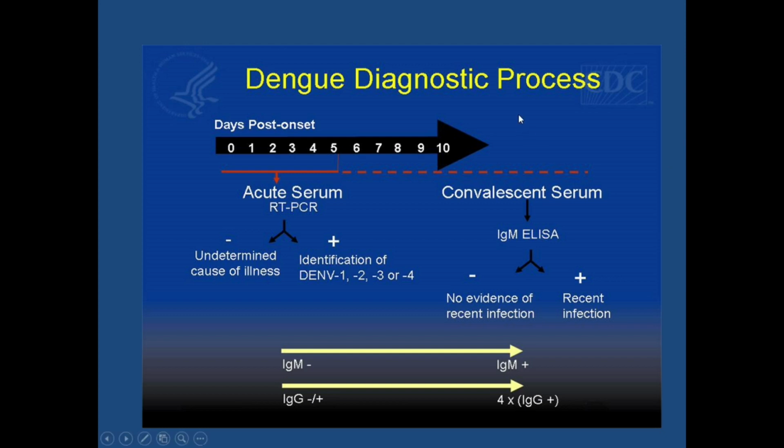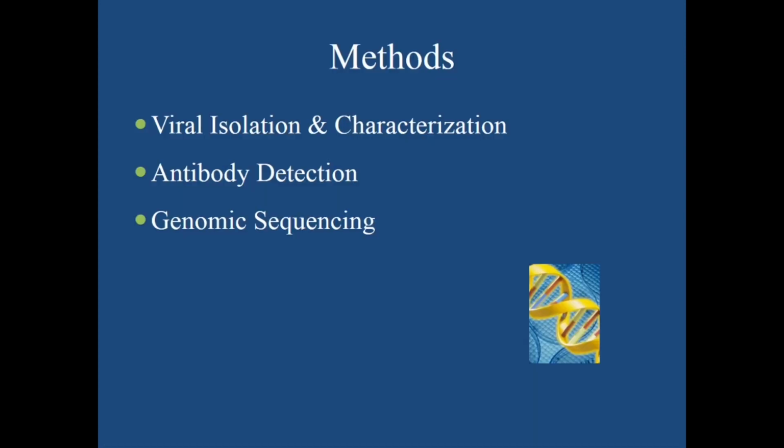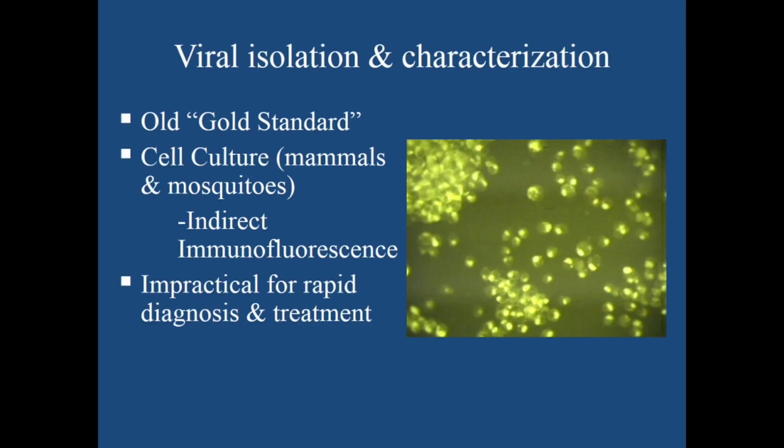For acute cases, you can try to identify the dengue serotypes using molecular methods. Whereas for convalescent cases, in convalescent serum, you can detect IgM by ELISA in case of recent infection, but in case of infection beyond 2 months, you can look for a fourfold increase in the IgG. Methods include viral isolation and characterization, antibody detection as I've told you, and genomic sequencing.